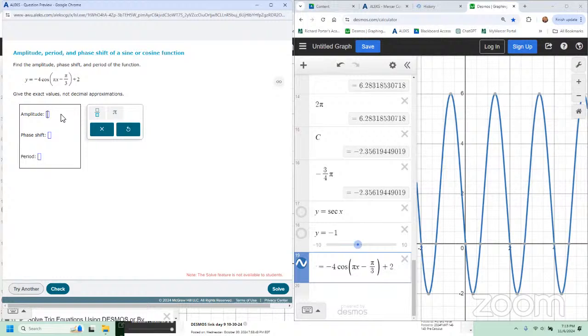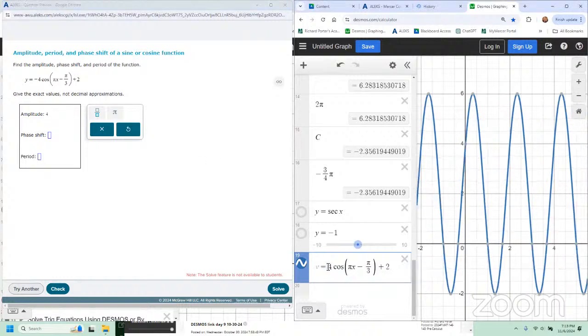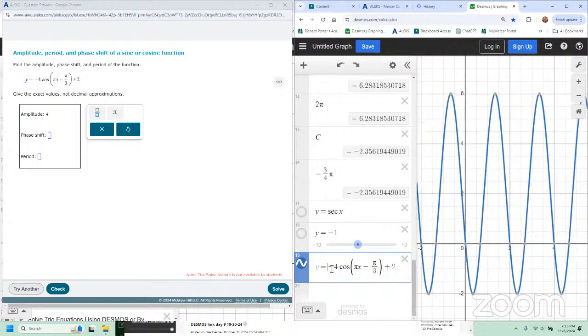And by the way, it's not -4. Negative will change the graph. If I change it, it goes that way. That negative flips the graph, but it doesn't change the amplitude. So when we talk about the amplitude, we don't talk simply about that number in front. We talk about the absolute value of that number. So the absolute value of that number is 4.